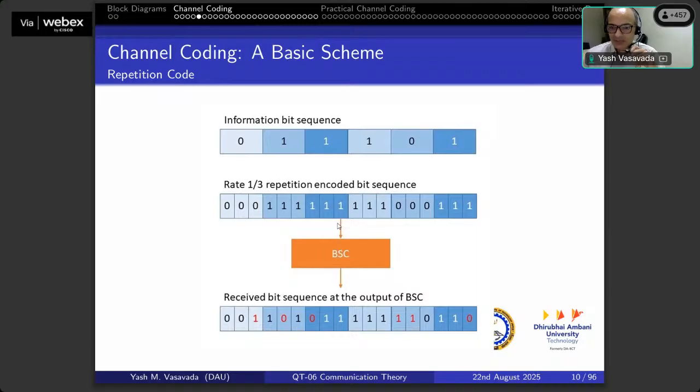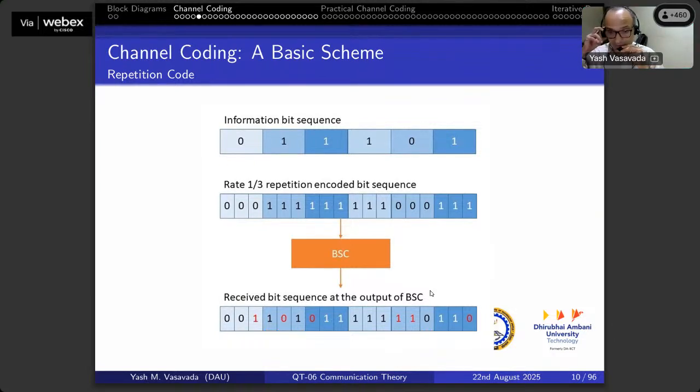Now let's see what happens if you send these 18 bits over a binary symmetric channel and it randomly flips some of the bits that have been sent. So the ones in red have been flipped. Okay.